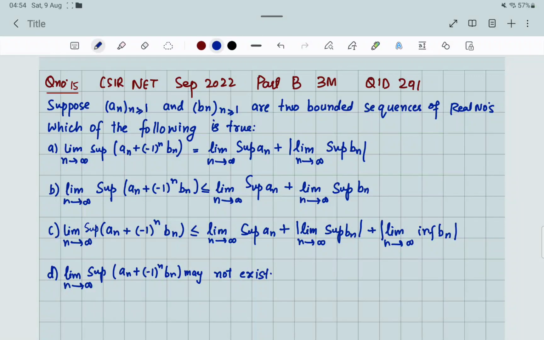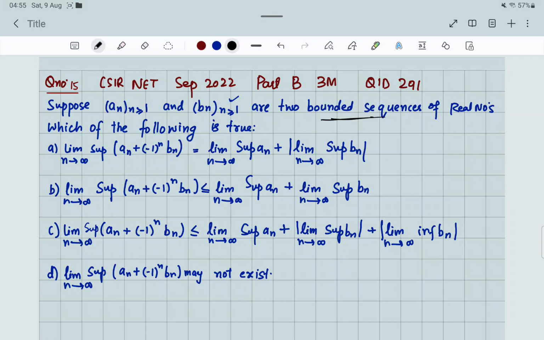Hello everyone, we are on question number 15 in our CSIR NET PYQ series, and this is a question from September 2022, Part B, for 3 marks. Suppose a_n for n greater than or equal to 1 and b_n for n greater than or equal to 1 are two bounded sequences of real numbers. Now we have to check which of the following is true.